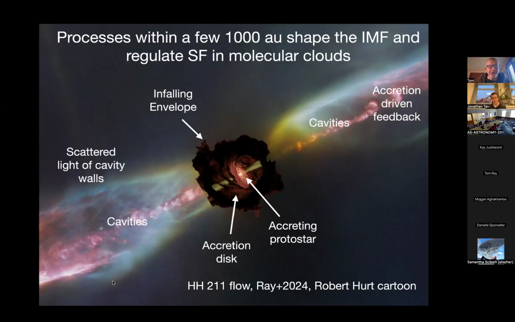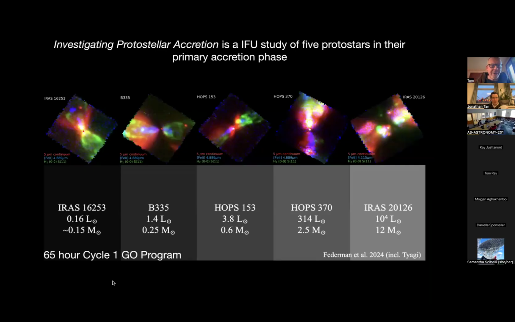I'm going to organize this by the proposals that we wrote. I'm going to start with the first program we did, which was a 65-hour cycle one GO program called Investigating Protostellar Accretion. It is an IFU study of 5 protostars that are not edge on, but are inclined. They cover the mass spectrum of the central protostars, mostly measured by Keplerian motions, from about 0.15 solar masses, IRAS 16253 in Ophiuchus, to about 12 solar masses, IRS 20126 in the Cygnus X region. You can see the sample that we chose here.